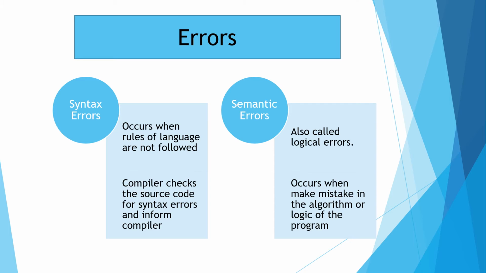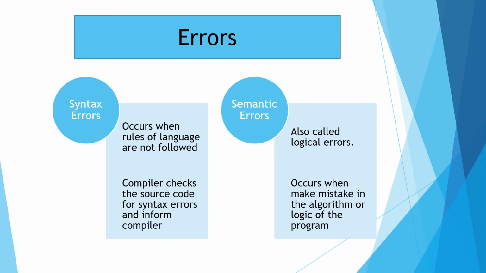For example, if we perform subtraction instead of addition in the program logic, what does it mean? In the program logic we actually require addition, to add two numbers, but here we subtract. So that is a logical error, and it is also called a semantic error. In such a case, the program will execute, but we may not get the correct or desired output.